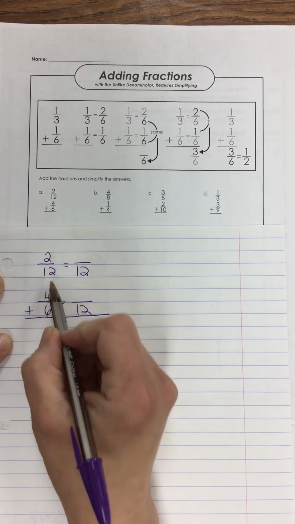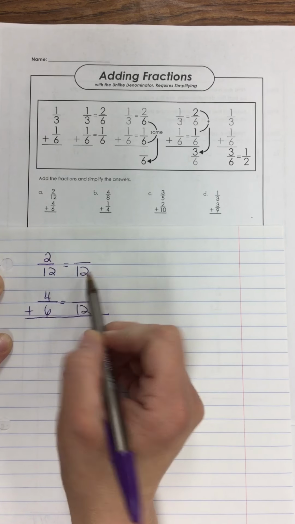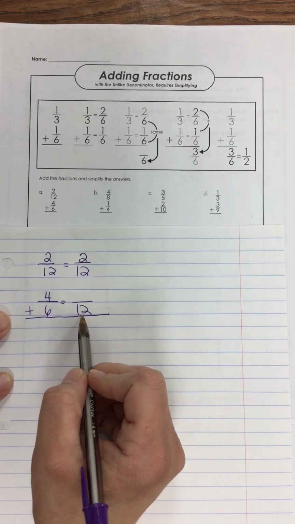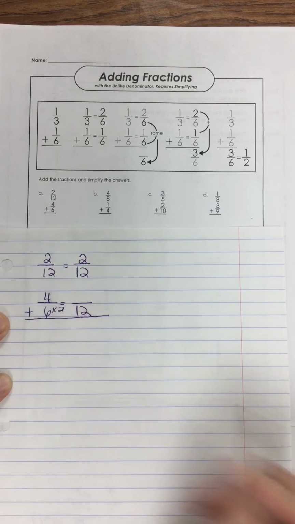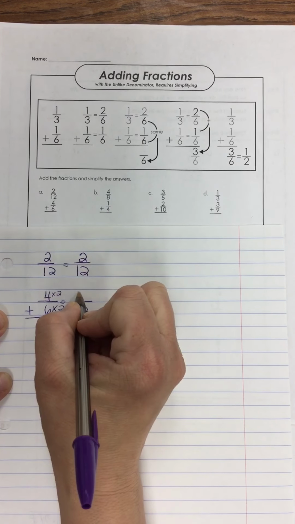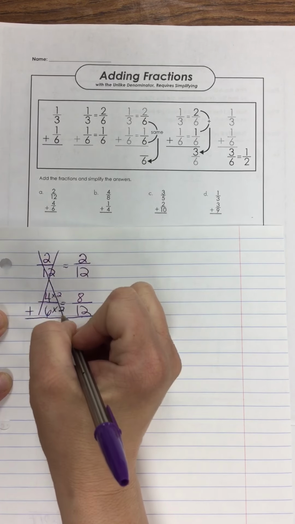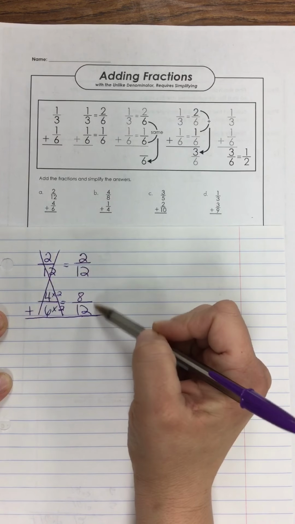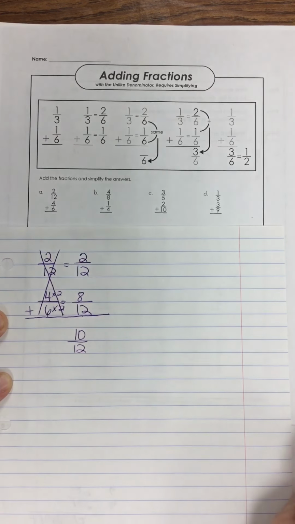Okay, well, now we're going to make equivalent fractions. 2 over 12 equals blank over 12. Well, 12 is 12, so that means 2 is 2. 4 over 6 equals something over 12. Well, 6 equals 12, and the way to get 6 to equal 12 is to multiply it by 2. 6 times 2 is 12. So then I'm going to multiply the numerator by 2. 4 times 2 is 8. Okay, so now I'm going to X out this set of fractions, because I'm done with those. And it's 2 twelfths plus 8 twelfths. Well, 2 plus 8 is 10, and the denominator is 12.